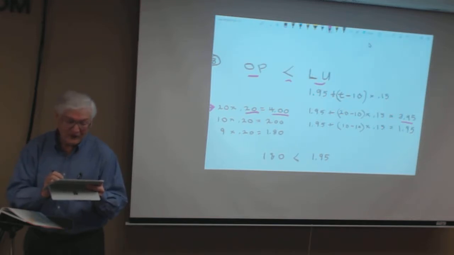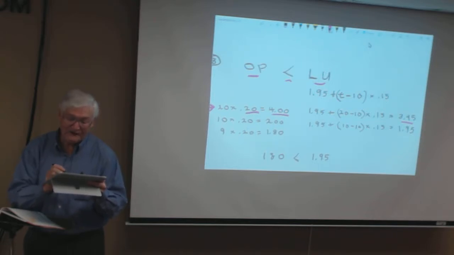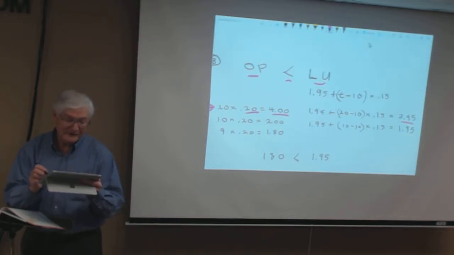Remember, I took the 20 calls I picked minus the 10 that I don't have to pay for because I paid it with my $1.95. So I have 10 left times $1.50. What's $1.95 plus $1.50? $3.45.